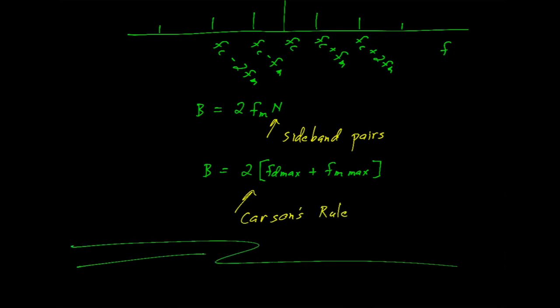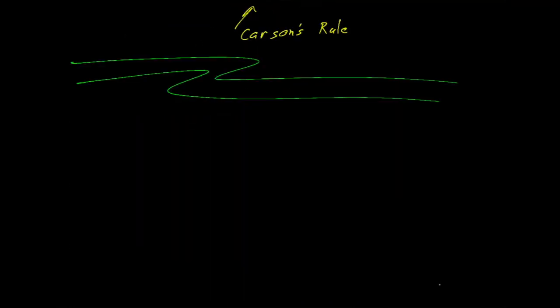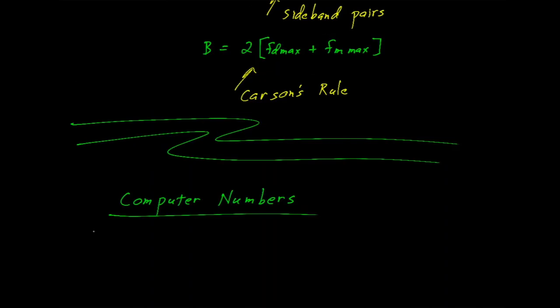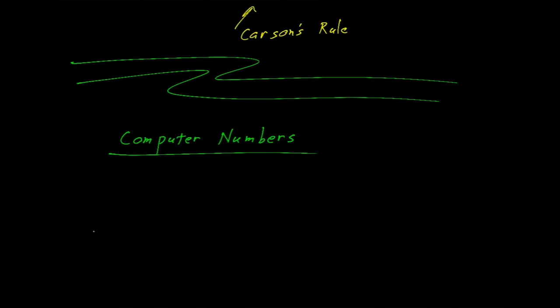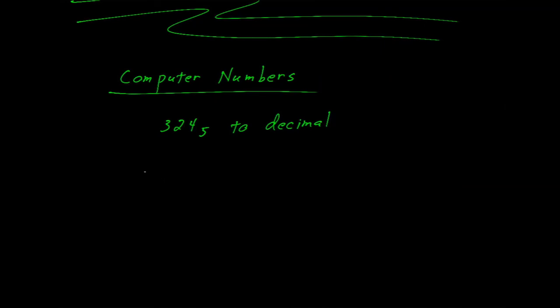That takes care of our traditional modulation methods. Now we shift gears and we start working towards digital methods. To do that, we need to know a little bit about number systems. And an exercise I like to do is work back and forth between arbitrary bases. For example, the number 324 in base 5 can be converted to decimal. To do this, we use what's called the expanded form. So we can rewrite this number as 3 by 5 squared plus 2 by 5 to the first power, plus 4 times 5 to the 0 power.